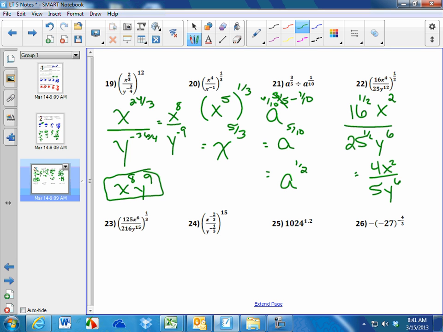You try number 23. It's just like 22, with one difference. It's to the 1/3 power, which means we're going to start thinking cube roots. 1/3 power, thinking kind of like cube roots.